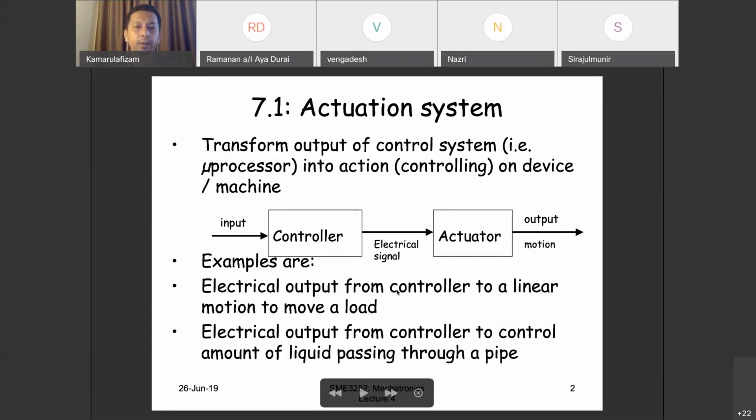Below is just a simple example of how a signal from the controller is used to actuate an actuator. In this case it's a linear actuator. In this case, a pump, with liquid passing through a pipe.